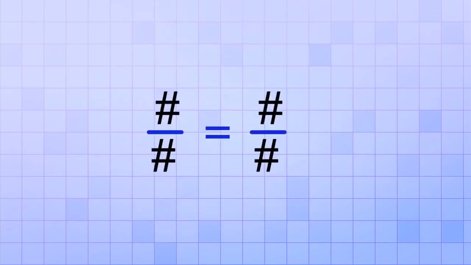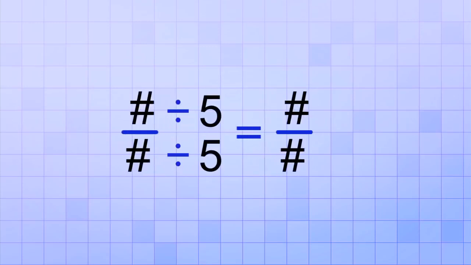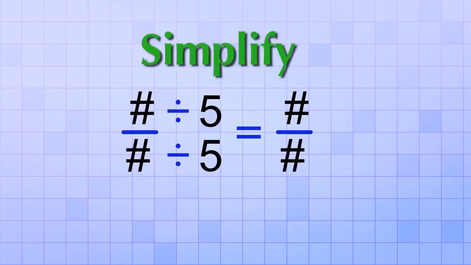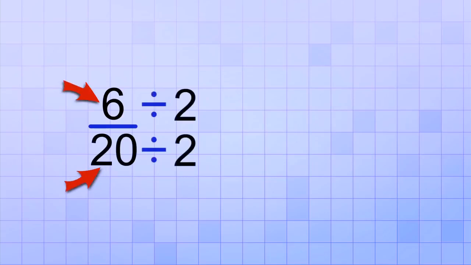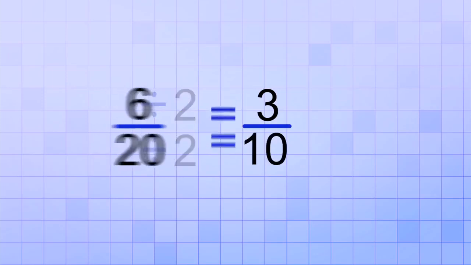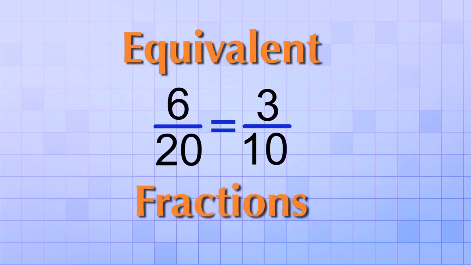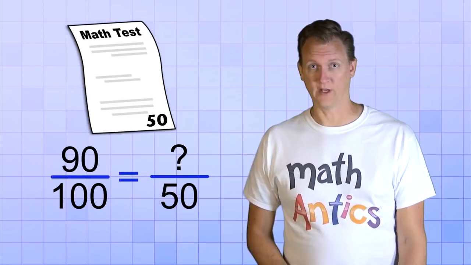And you can also make an equivalent fraction by dividing both the top and bottom numbers by the same number. This is really what we're doing when we simplify a fraction. For example, if you have the fraction 6 over 20, you could divide the top and bottom numbers by 2 since they're both even numbers. On the top, you'd have 6 divided by 2, which is 3, and on the bottom, you'd have 20 divided by 2, which is 10. So 6 over 20 and 3 over 10 are equivalent fractions. And now that we know how to do that, we can figure out what our actual test score was.